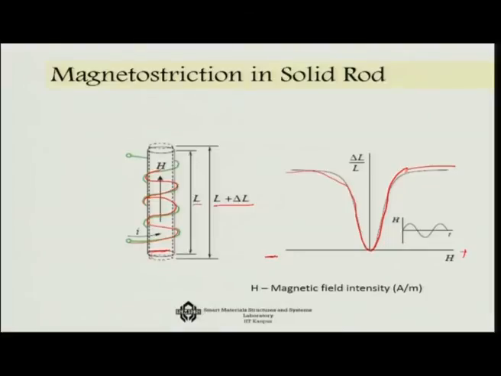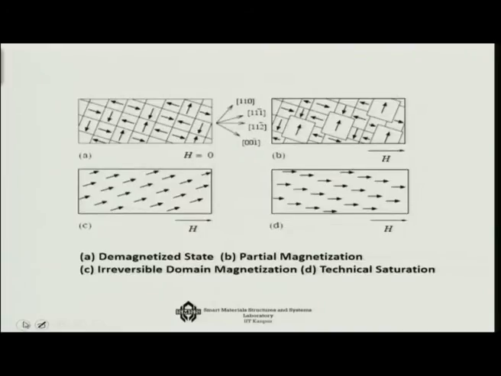Now, if I vary the magnetic field in this type of system, suppose initially there is no magnetic field. You can see the domains here which are very arbitrarily aligned. Now, the moment we apply the magnetic field, what will happen is that there are some axes which are known as easy axes.